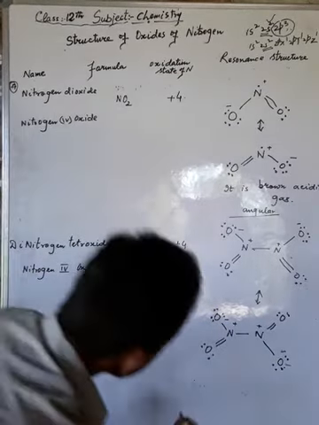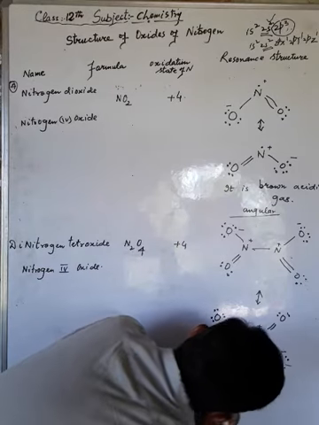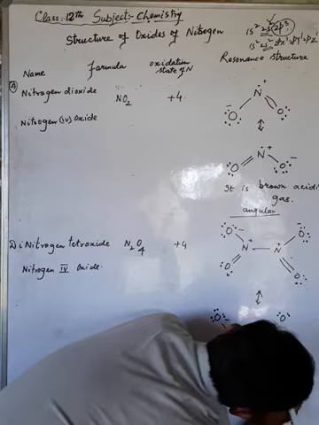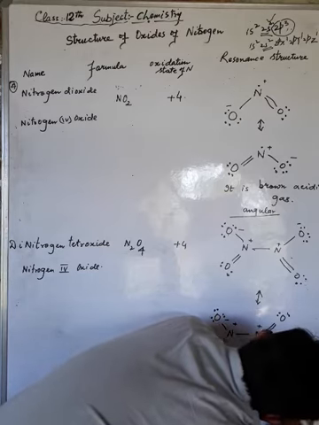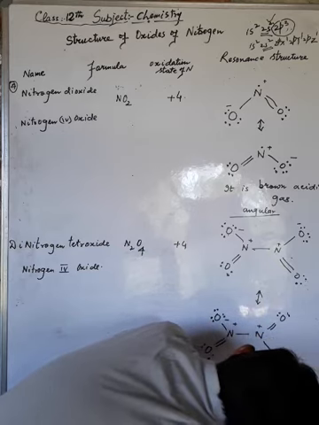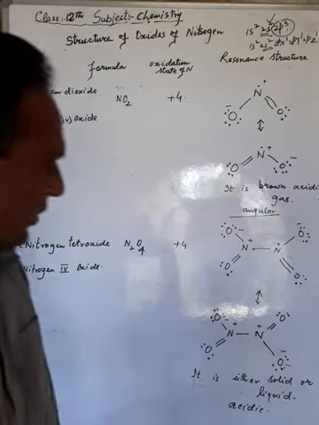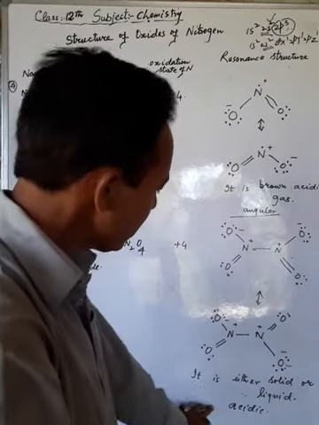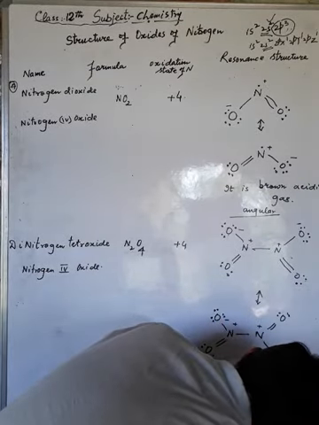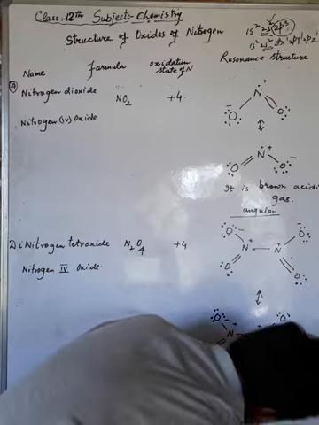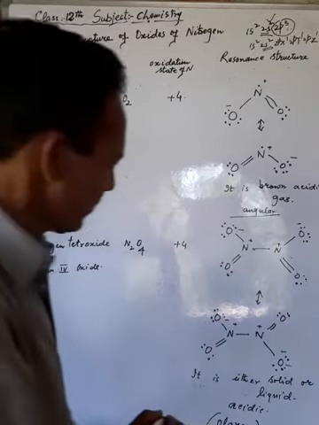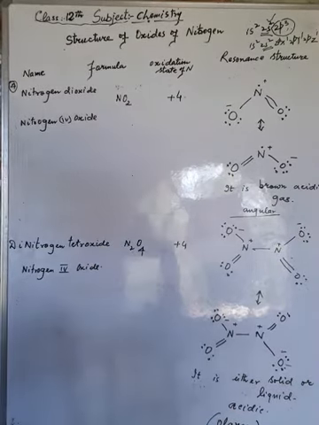So it is either solid or liquid, acidic in nature and is a planar molecule. It is in solid form or in liquid form, acidic in nature and is a planar molecule.